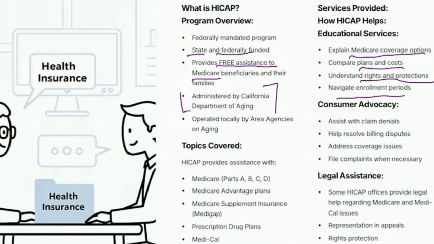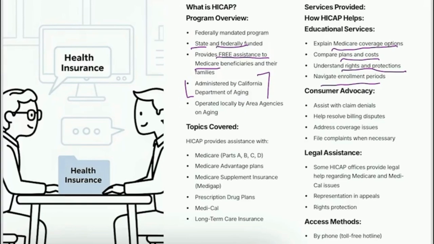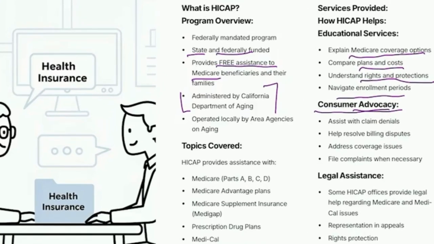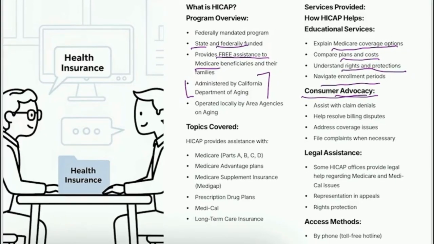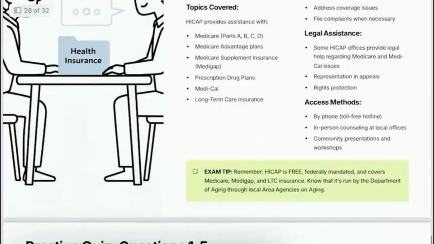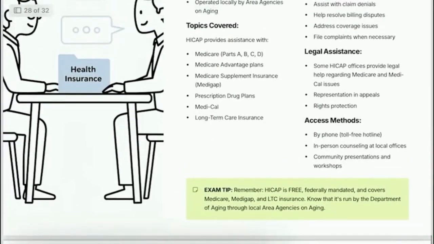So they are consumer advocates, consumer advocacy. They assist with claim denials. They help resolve billing disputes. They address coverage issues. They can help them file complaints. Some HICAP offices provide legal help. They can represent them in appeals, help them with their rights, and there are multiple ways to access them. So just remember what it's for. Remember that it is free. It is federally mandated and covers Medicare, Medigap, and LTC insurance, and know that it is run by the Department of Aging through local area agencies on aging.